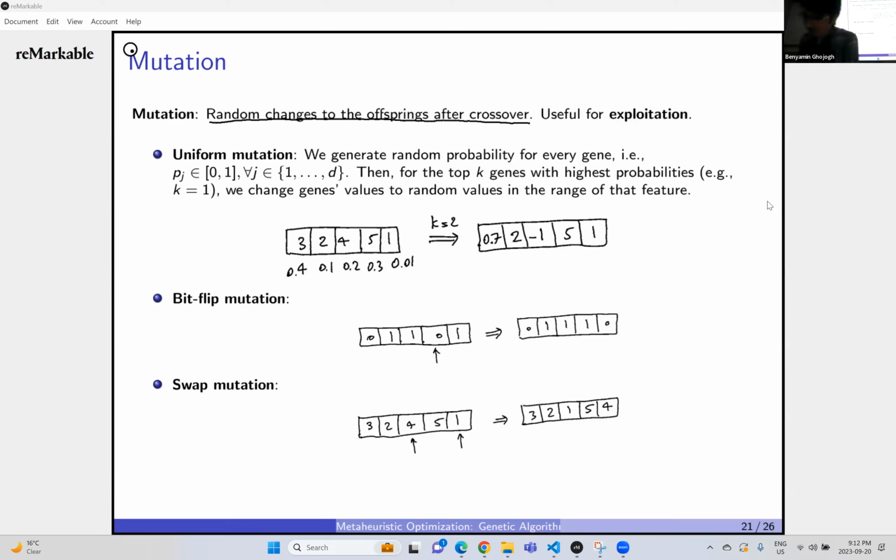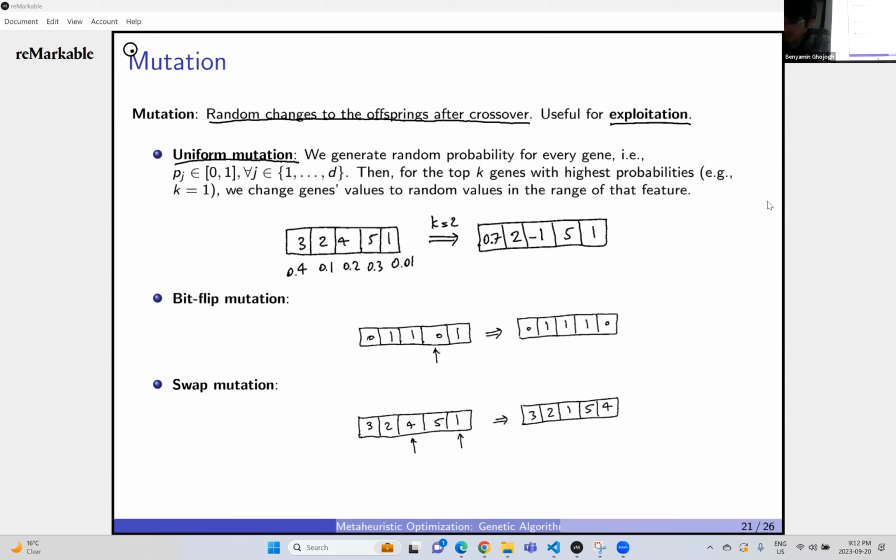Okay? So this is good for exploitation. Why? Because every point changes a little bit to do something like local search. So the local search in a genetic algorithm is implemented by mutation. Right? We don't have any other local search. Usually the chromosome does a mutation. Okay, so it goes to its neighbor, something like that. We have various ways to do mutation.